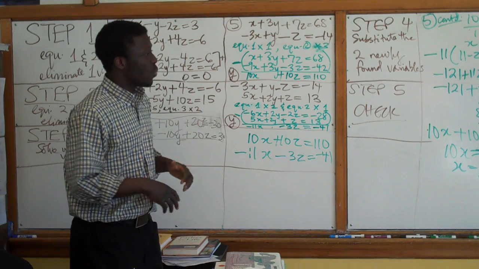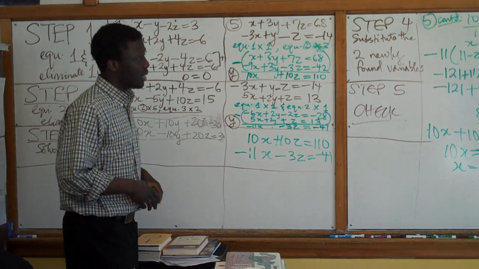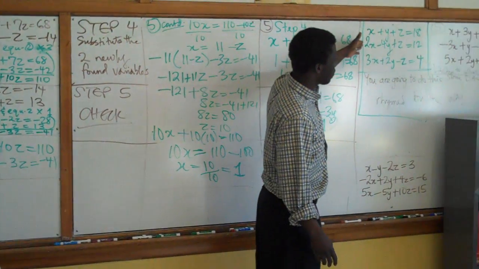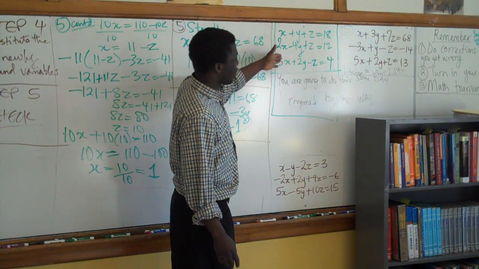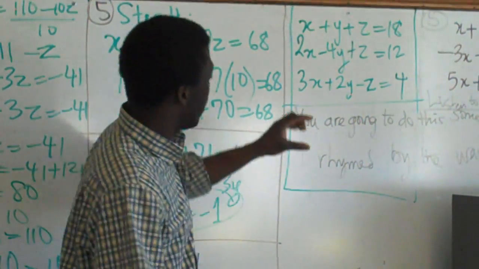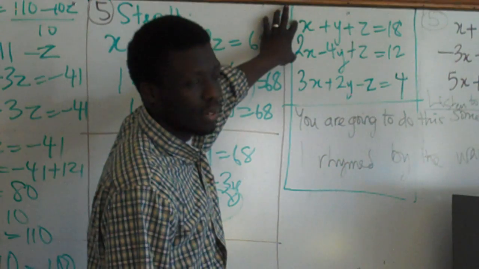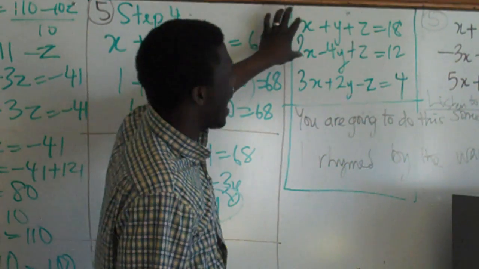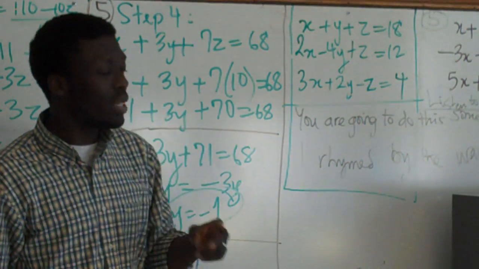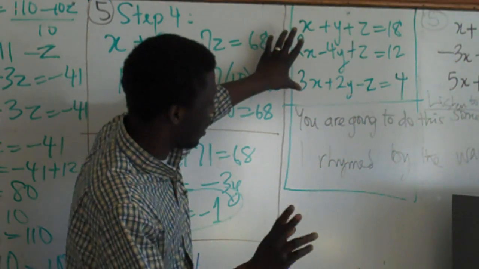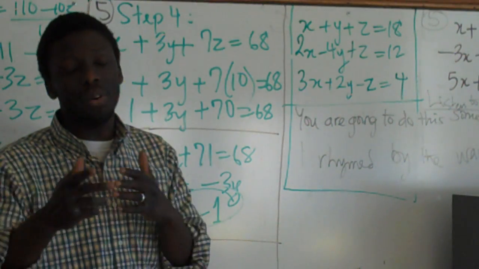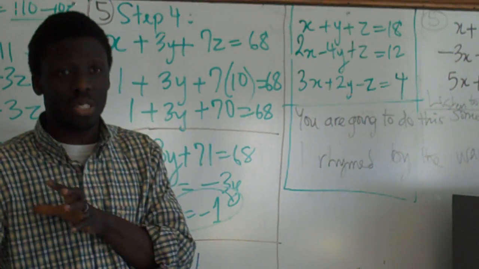Step 1. When you have 3 equations, like x plus y plus z is equal to 18, 2x minus 4y plus z is equal to 12, and 3x plus 2y minus z is equal to 4. What you want to do is step 1, take the first 2 equations, right? And eliminate one of the variables. Step 2, take 2 different ones, so like 2 or 3, and eliminate the same variable from these 2 equations. That's what I meant.